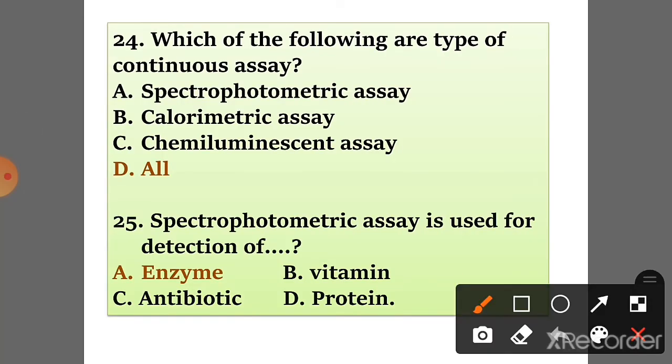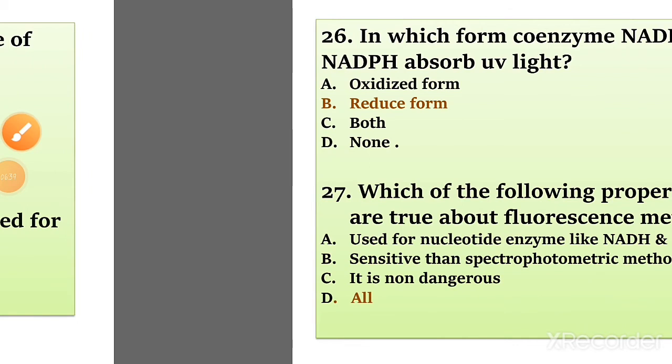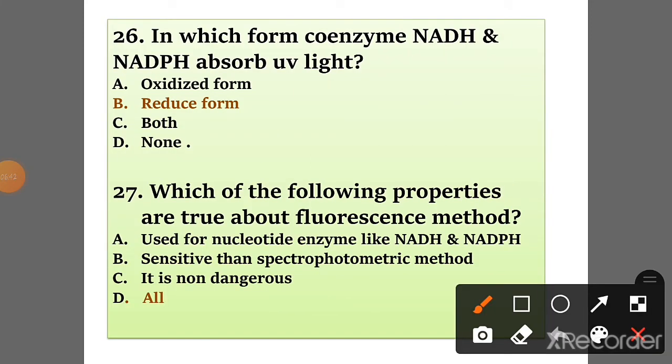Question 24. Which of the following are types of continuous assay? Option D, all. Spectrophotometric assay, calorimetric assay, and chemiluminescent assay. Question 25. Spectrophotometric assay is used for detection of option A, enzyme. Question 26. In which form do coenzymes NADH and NADPH absorb UV light? Option B, reduced form.